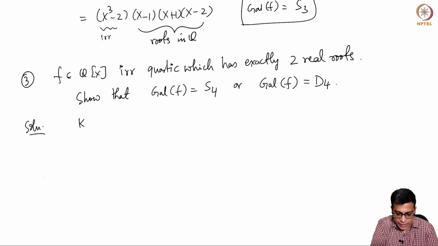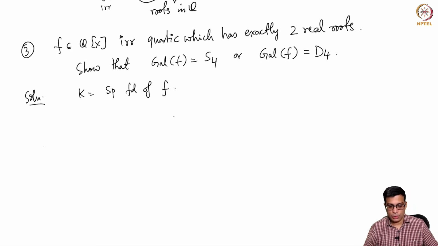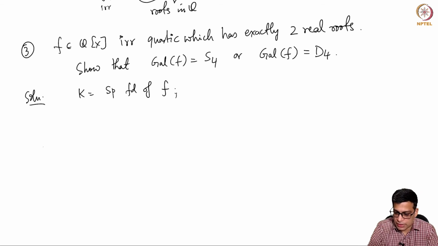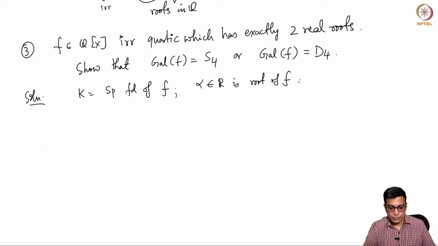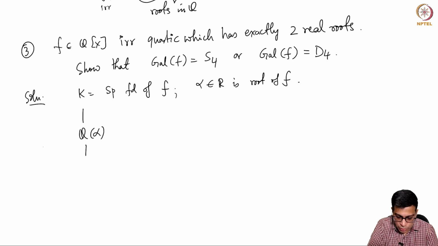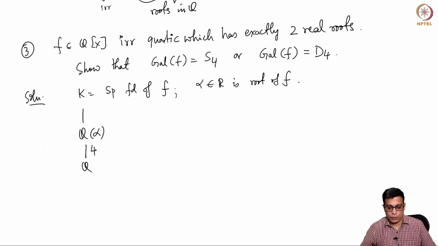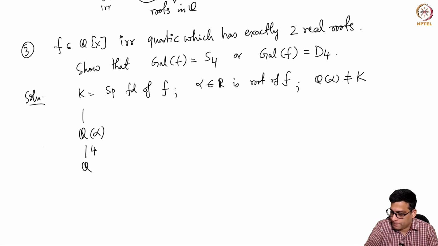Let's say K is the splitting field of F. Then, let's say alpha is a real root of F. So then we have Q(alpha) over Q. This is of course degree 4 because F is irreducible, right? So this is 4, and Q(alpha) is not equal to K because K is not contained in R.